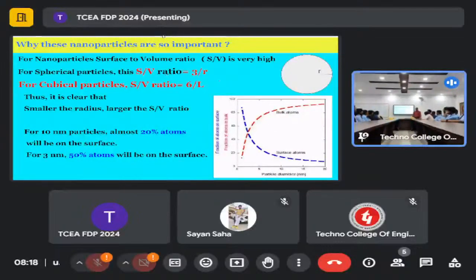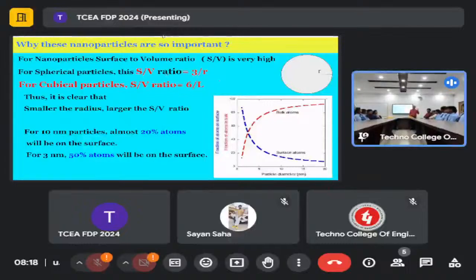Okay. Now why are nanoparticles important? Important because in the nanometer size range, the surface to volume ratio increases. What is the surface area of the sphere? Surface area of the sphere? You are well known to that. I can expect this answer from you.